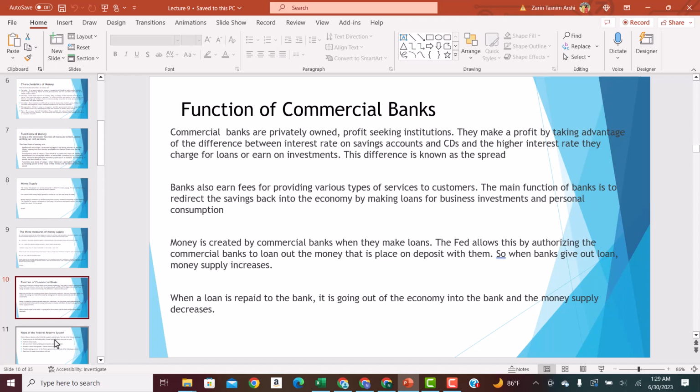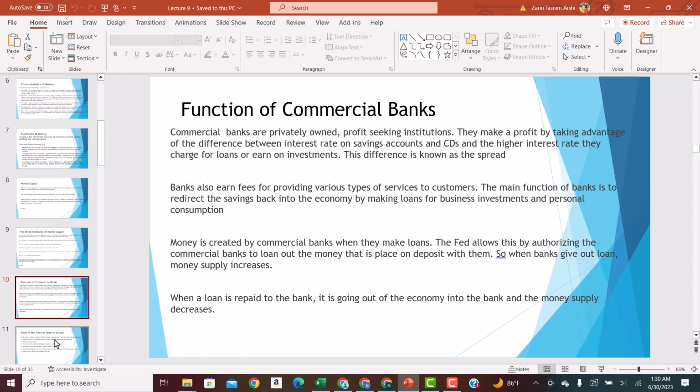Banks also charge other fees, like a monthly service fee of $10, or when you close a loan you have to pay a one-time loan packaging fee. These are other ways that banks make money. But the main function of the banks is to channel the funds of the savings accounts and give them out as loans to businesses and individuals, so they come back into the economy as investment and consumption.